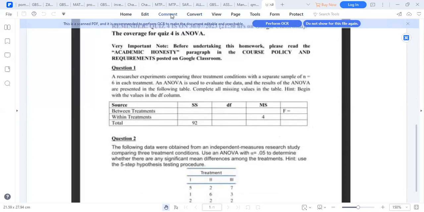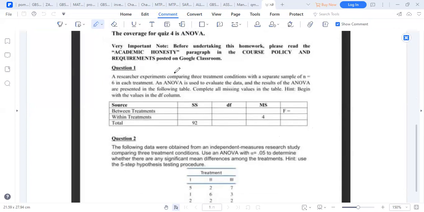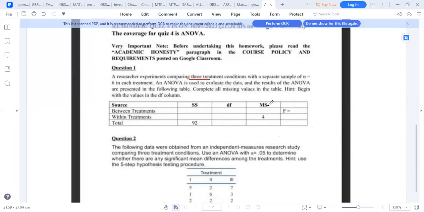So we've been told that there are 3 treatments, so our K is 3. Then we're told that n is 6. So let's start from here. What are we putting here?